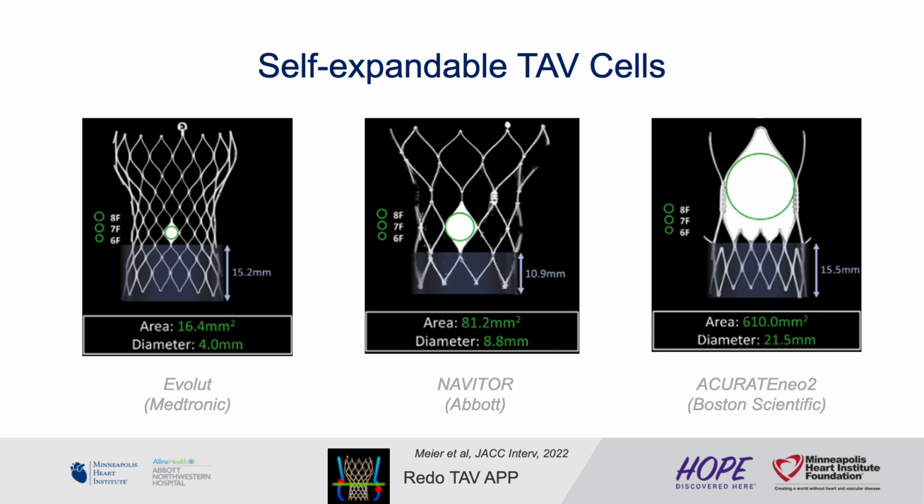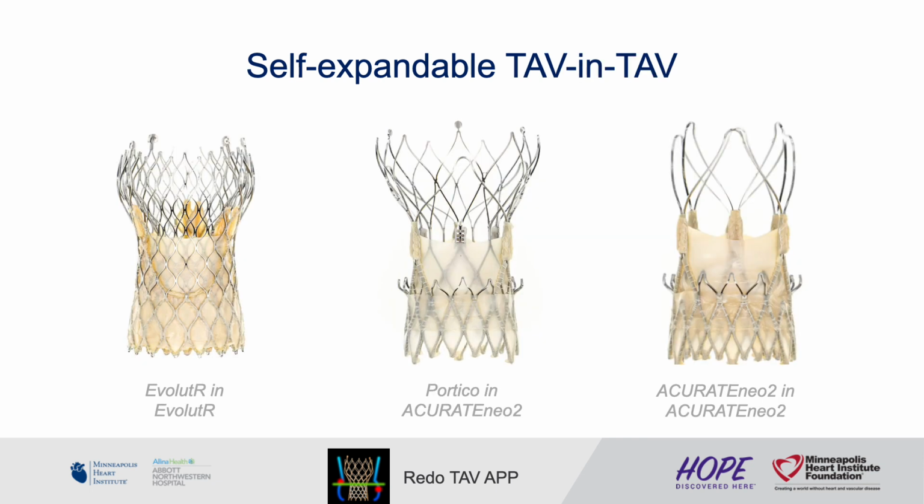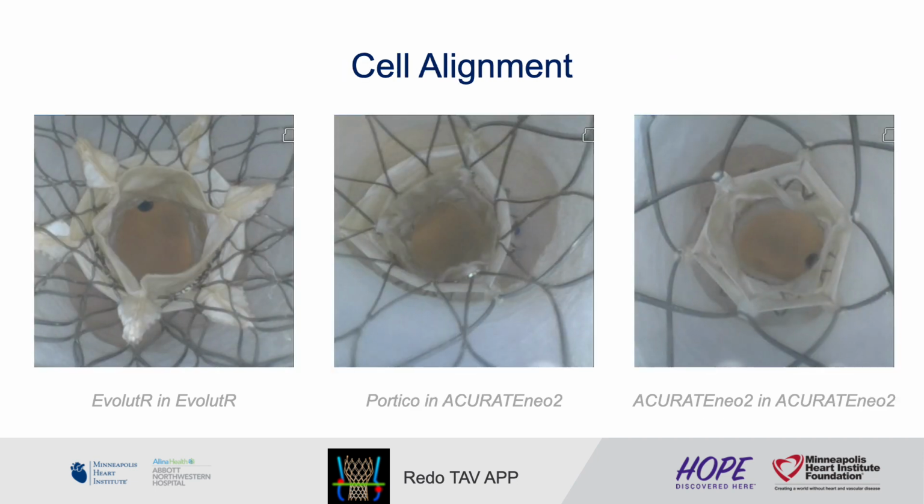you then have cells which vary in their design and size. And when you put it all together, as in the case of a tall and tall or a self-expandable in self-expandable Redo TAV, you can see that you create many different barriers in terms of the posts and the cells, particularly if there's an extent of offset or misalignment.